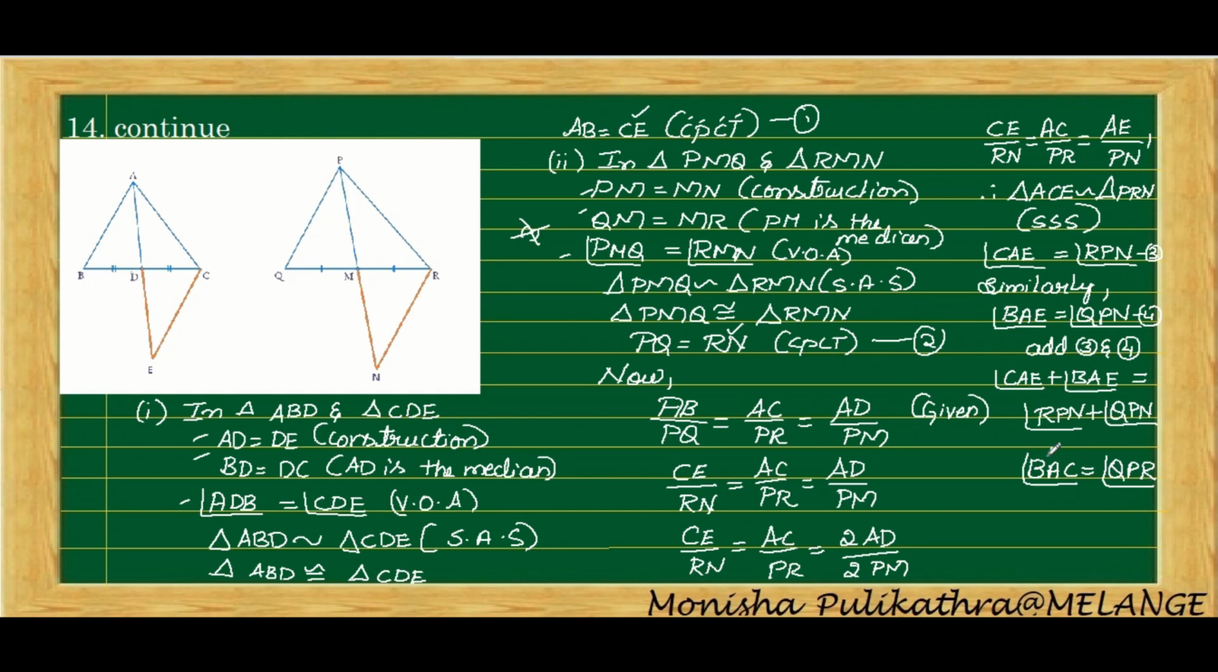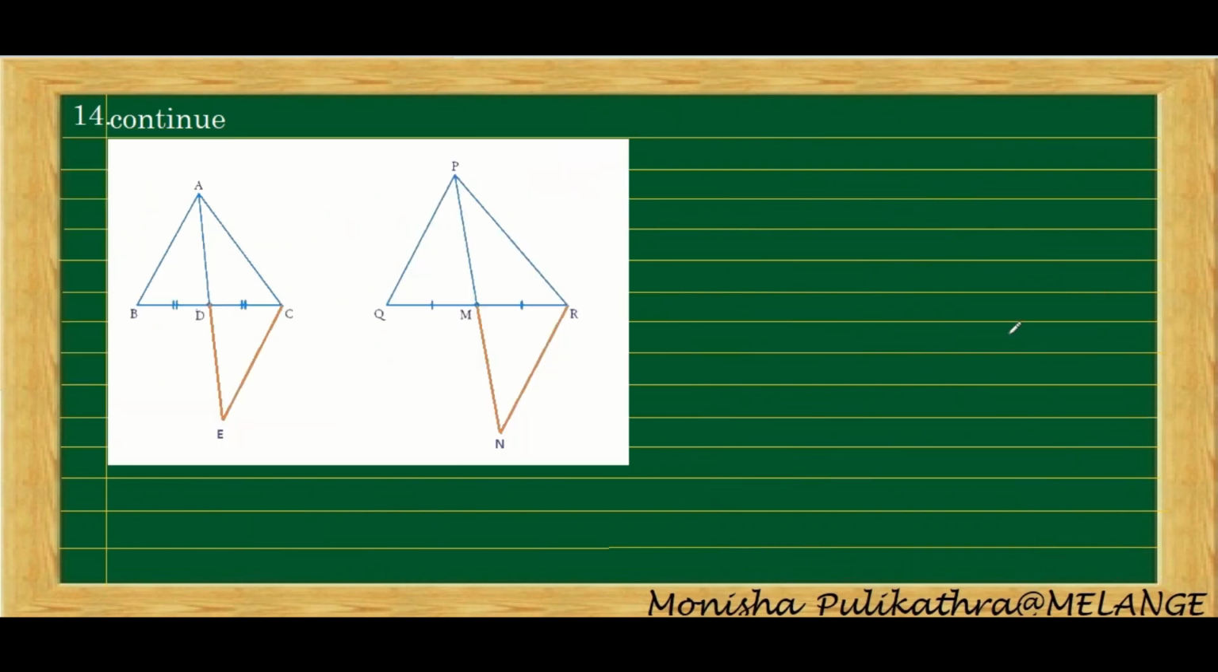So now we can take the center angle. If angle BAC is equal to angle QPR, then angle A is equal to angle P. Let this be equation 5. Don't get confused, okay? If you go step by step, you will get the correct answer.